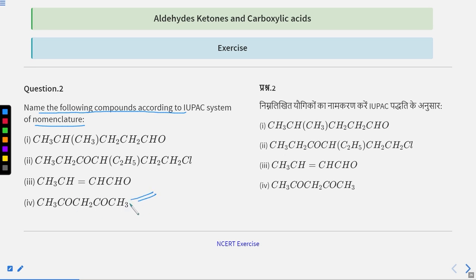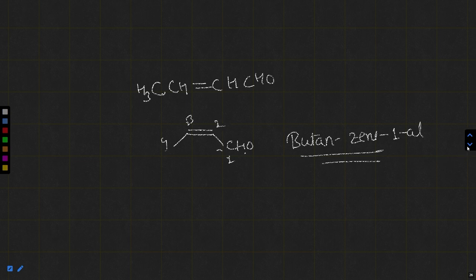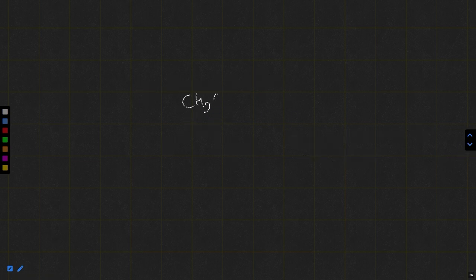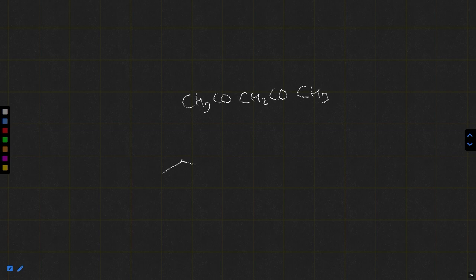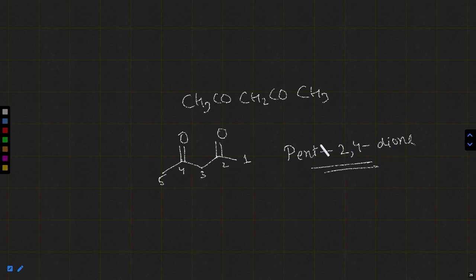Next is CH3CO, CH2CO, and again CH3, right? So how we'll expand this? In this way. If you just try to name this, 1, 2, 3, 4, 5. Pentane-2,4-dione. Okay, pentane-2,4-dione.